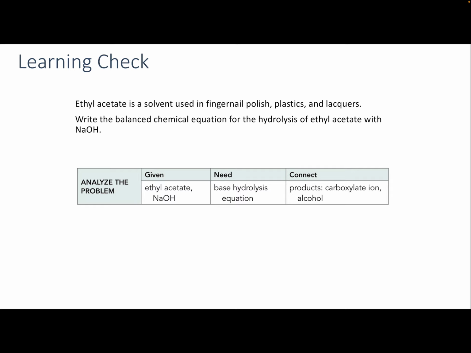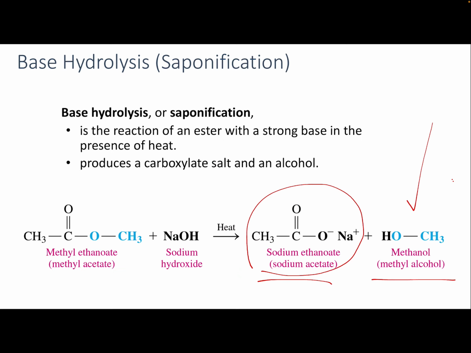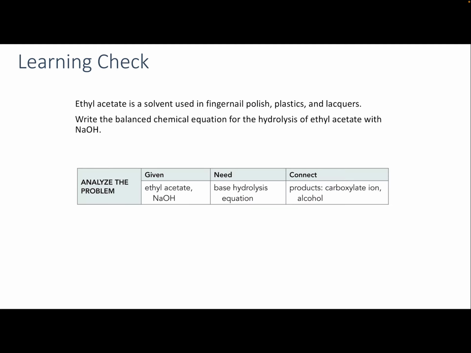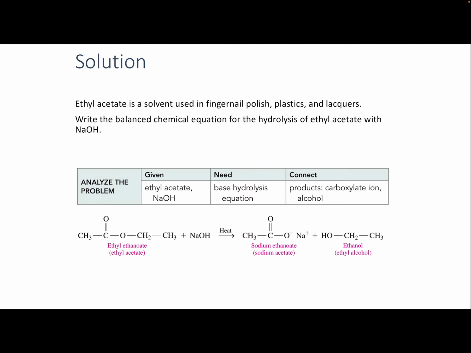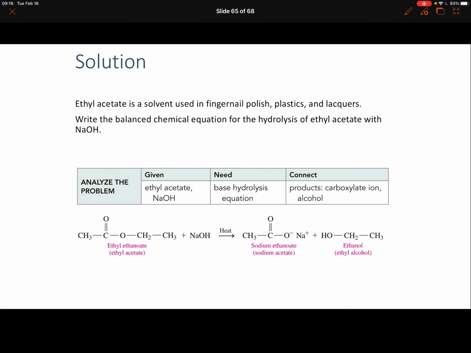Ethyl acetate is a solvent used in fingernail polish. Write the balanced equation for the hydrolysis of ethyl acetate with sodium hydroxide. This is exactly like methyl acetate, so now you're going to do ethyl acetate. Pause it, give it a shot. Ethyl acetate starts off with having an ethyl group on the end. So the only thing different from the previous slide is that we get ethanol instead of methanol. Because this is base hydrolysis, we get the acetate ion, or the carboxylate, and we have to make the carboxylate salt. So we look at who it was paired with.